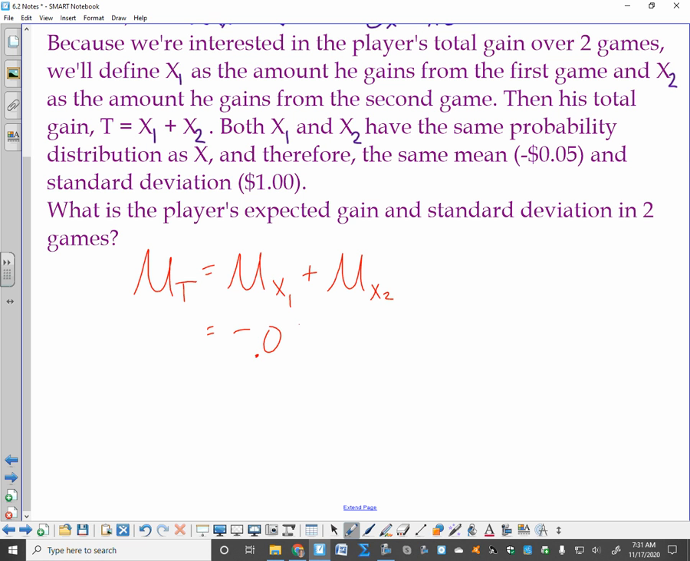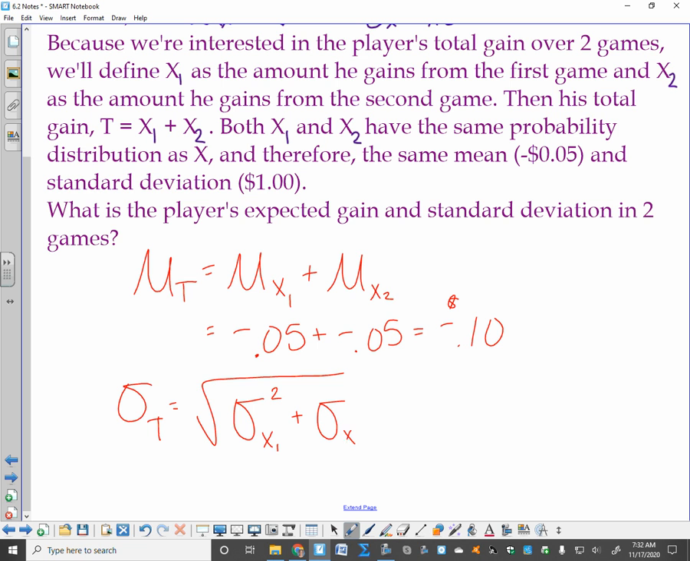And they are both the same, so negative 0.05 plus negative 0.05, which gives me a negative 10 cents. So over the course of 2 games, he's expected to lose 10 cents. The standard deviation for the total is going to be the standard deviation for the first one squared plus the standard deviation for the second game squared.